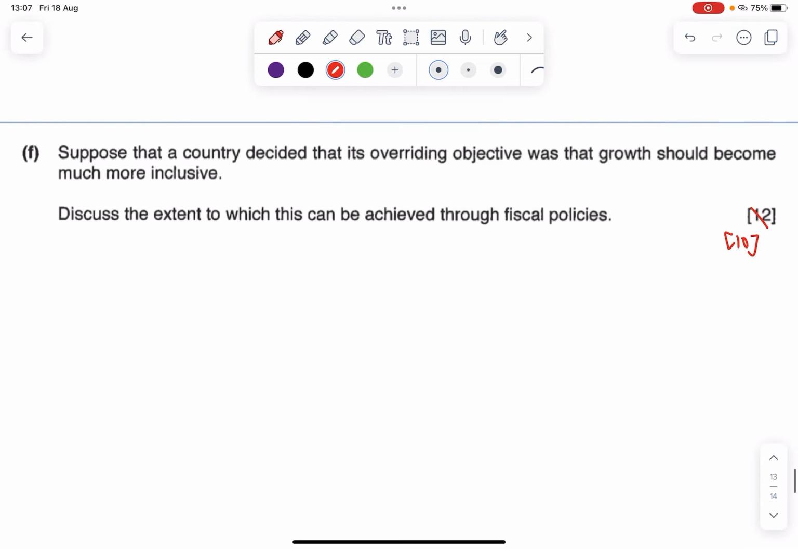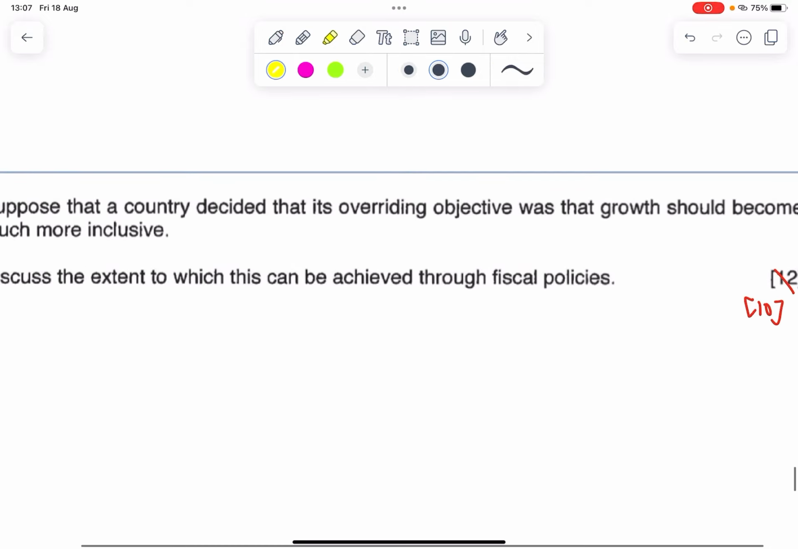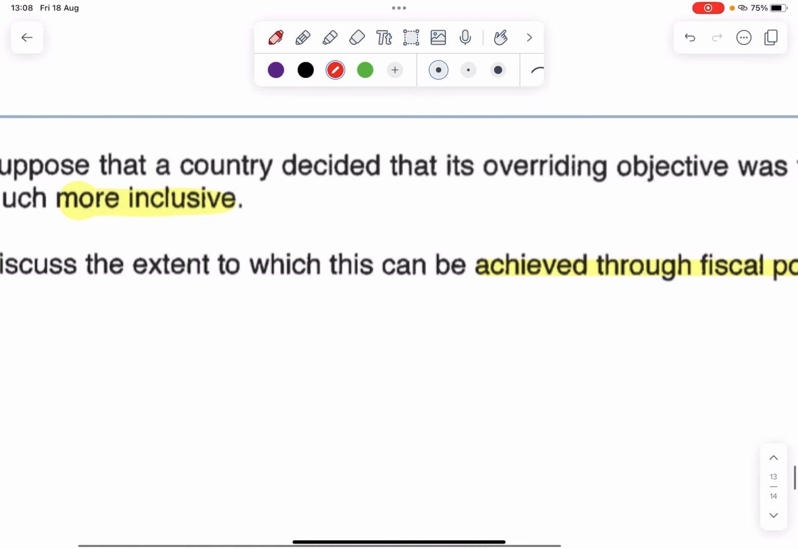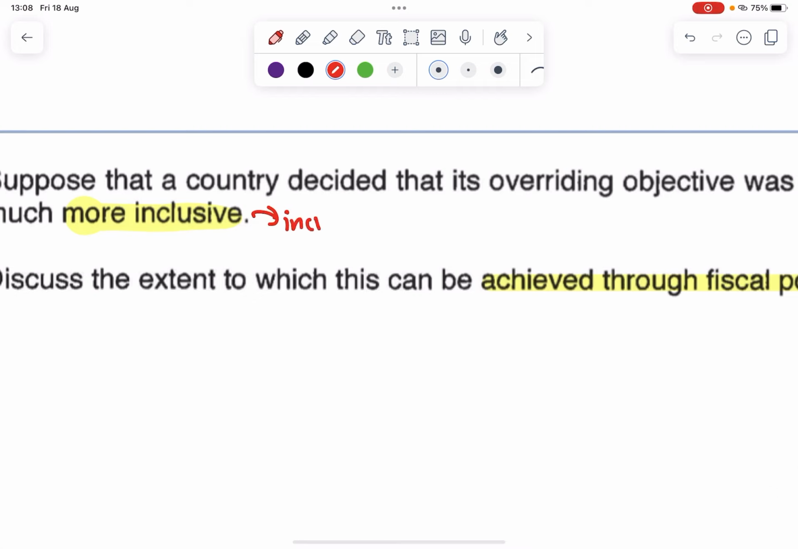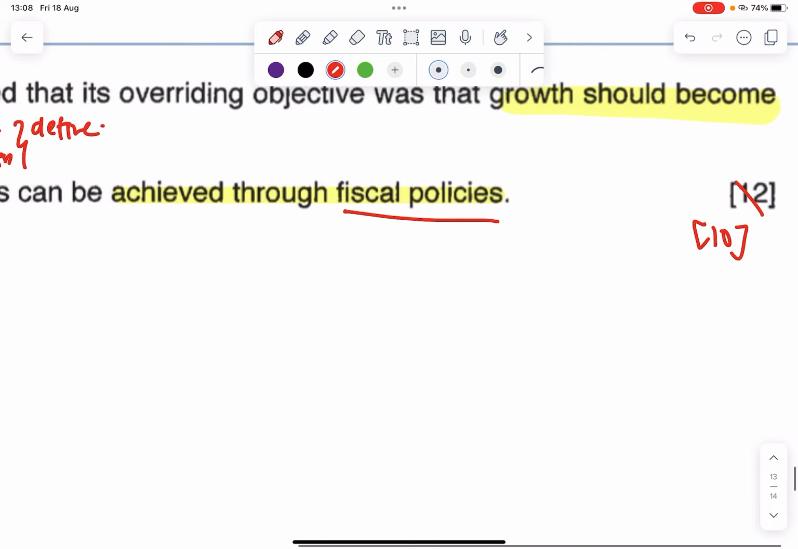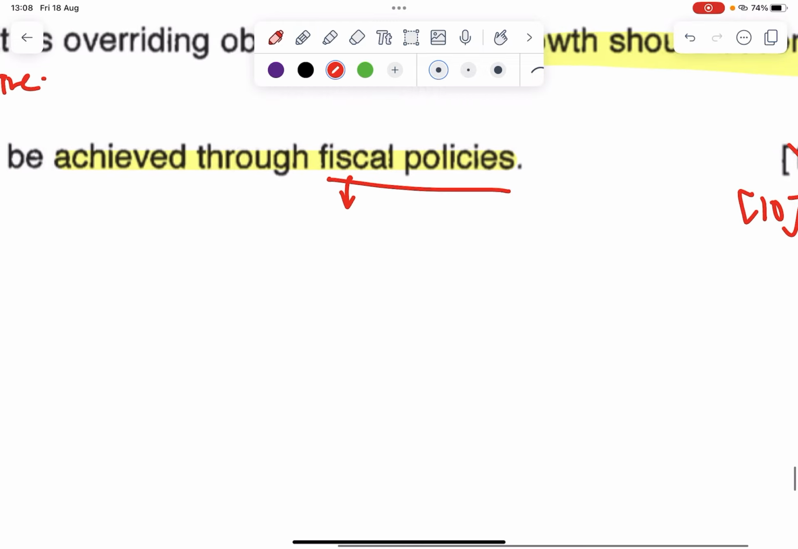For question F: suppose that a country decides that its overriding objective is that growth should become more inclusive. Discuss the extent to which this can be achieved through fiscal policies. When I see growth should become more inclusive, we know the content they're testing us on is inclusive growth as a macro goal. So in our essay somewhere, we need to define this term. Then, if we're talking about inclusive growth, it has to be actual growth, sustained growth, so we're talking about expansionary fiscal policy, which means either a rise in government expenditure or a cut in direct taxes.